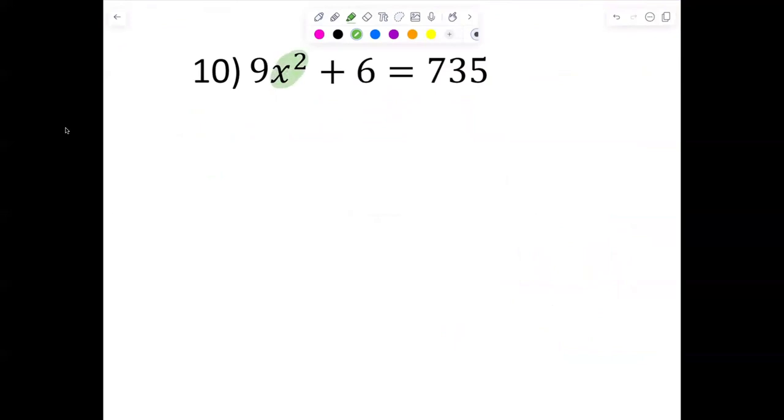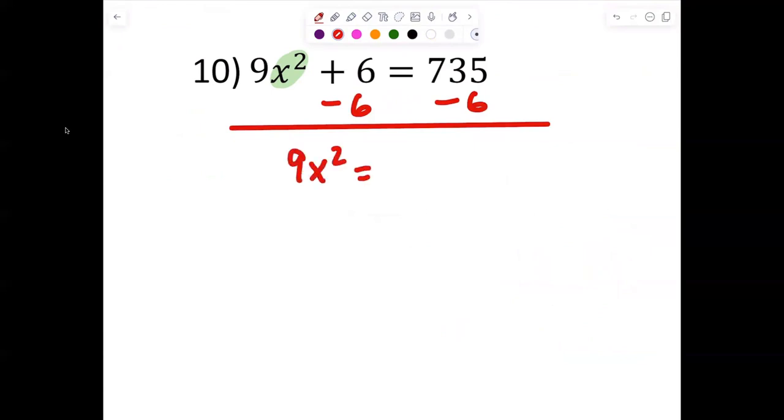So what's the first step? What do I have to do? Good. Subtract 6. So now I get 9x squared equals 729. Now what? Not quite. Divide by 9. Thank you very much. So x squared is equal to 81.